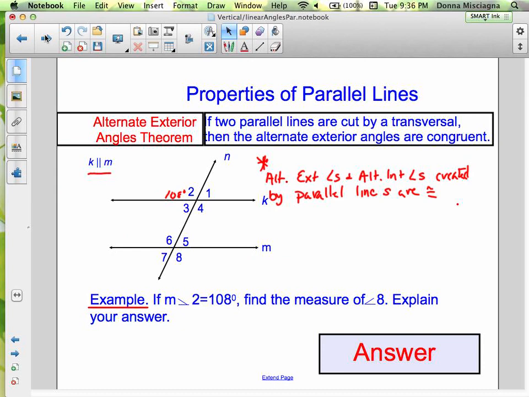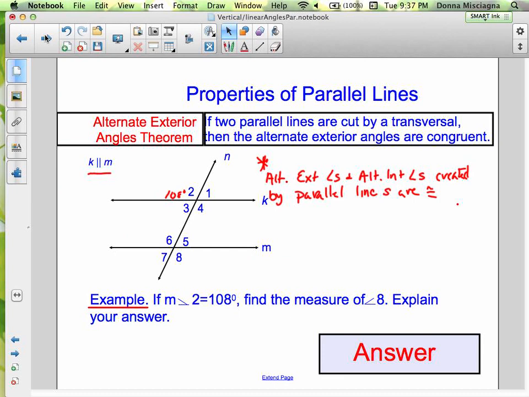All right, so properties of parallel lines. So just our alternate exterior angles theorem. If two parallel lines are cut by a transversal, then the alternate exterior angles are congruent. And that's not just the alternate exterior angles, it's also the alternate interior angles. That's kind of a tongue twister. So alternate exterior angles and alternate interior angles created by parallel lines are congruent.